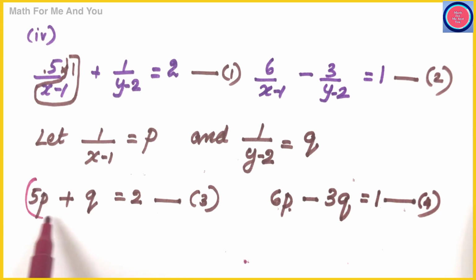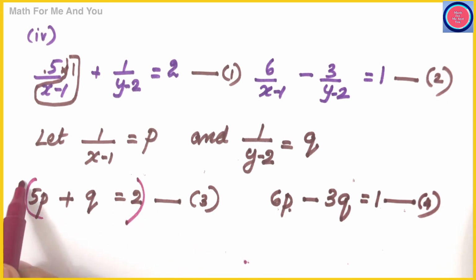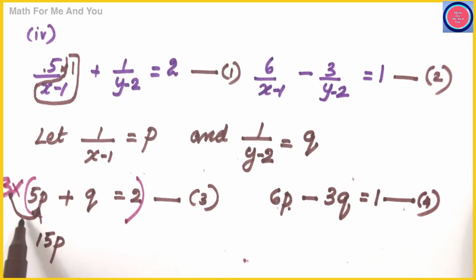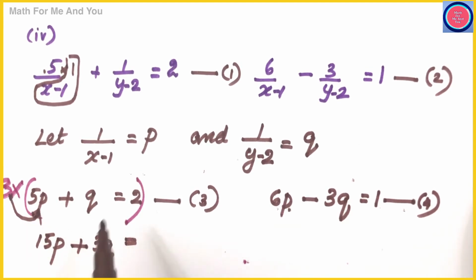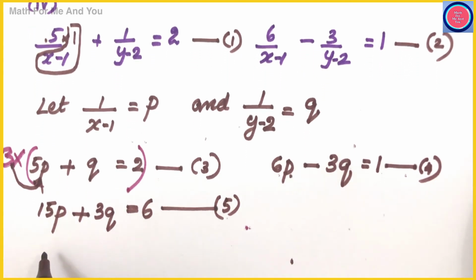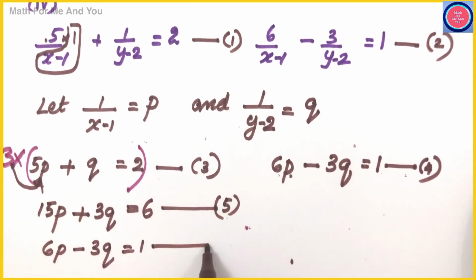If we multiply the first equation with 3, then we get the coefficient of q as 3. See the second equation, that is equation number 4, it is minus 3q. So we can eliminate q. Now open the bracket, multiply with 3. 3 times 5p is 15p, plus 3 times q, 3q, equals 3 times 2, which is 6. So this equation we can give the number as equation number 5. And equation 4 we are not changing, because q already has the coefficient 3. And we can write below equation number 5, equation number 4: 6p minus 3q equals 1.